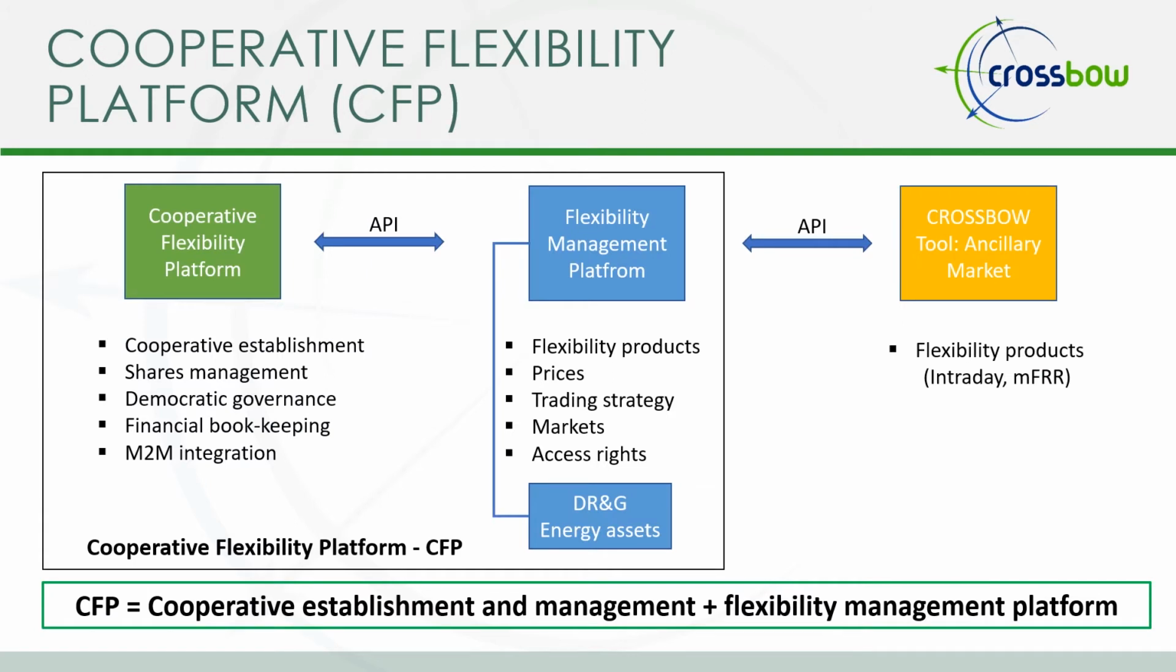Here we see the high-level architecture of the Cooperative Flexibility Platform. The CFP tool is the collection of different tools and systems. Cooperative and flexibility management platforms plus demand response and generation assets are integrated via an API. Main functionalities include cooperative establishment, shares management, democratic governance, financial bookkeeping, flexibility products, prices, and trading strategies, among others. The CFP platform then supports an ancillary market tool developed for CROSSBOW that provides its flexibility products on the flexibility markets.